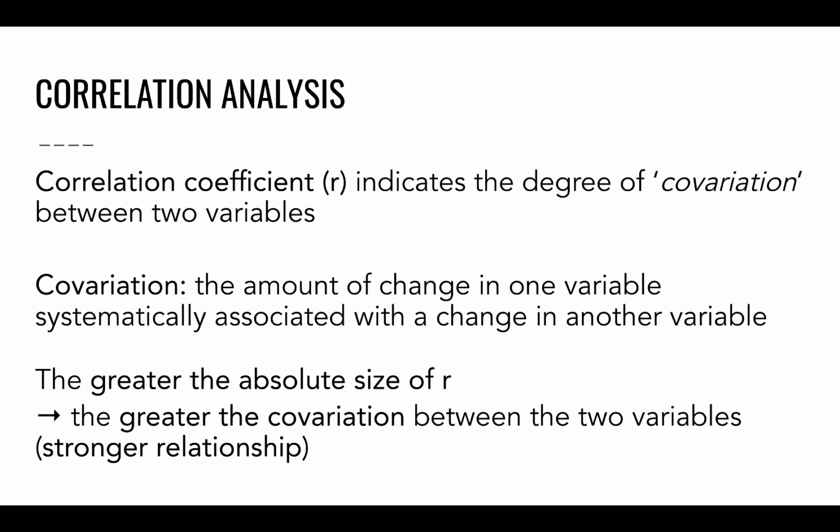Now, what is covariation really? Covariation means that the amount of change you find in one variable is systematically associated with change in another variable. So if one variable changes and along with it another one changes as well, that means covariation. To what extent do they move together? Of course, the greater the absolute size of your correlation coefficient, the stronger that covariation between your two variables will be.